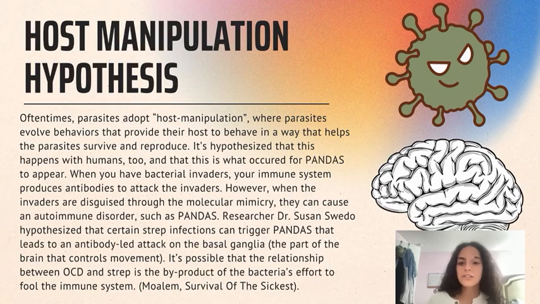According to Dr. Susan Swedo, certain strep infections can trigger PANDAS, which leads to an antibody-led attack on the basal ganglia, which is a part of the brain that controls movement. It's possible that this is due to host manipulation, or it's possible that it's a byproduct of the bacteria's effort to fool the immune system so that it can survive and reproduce.